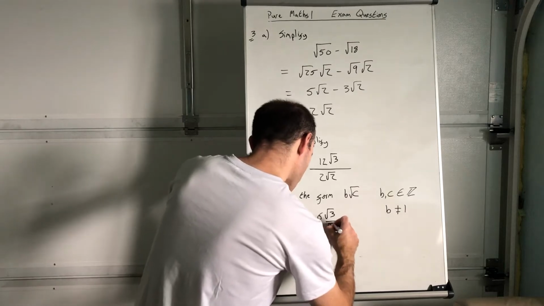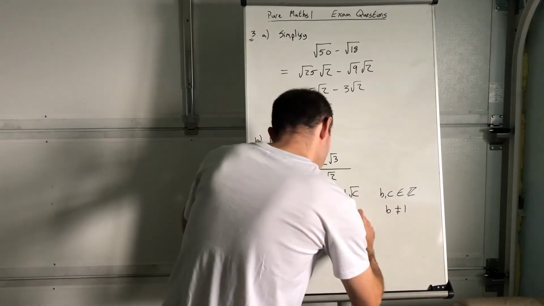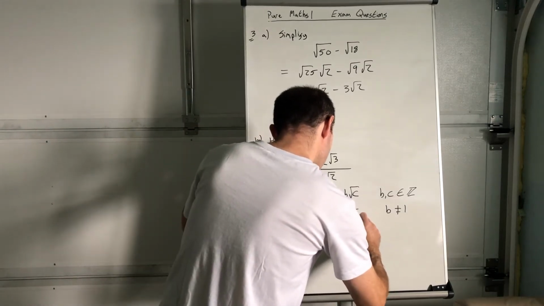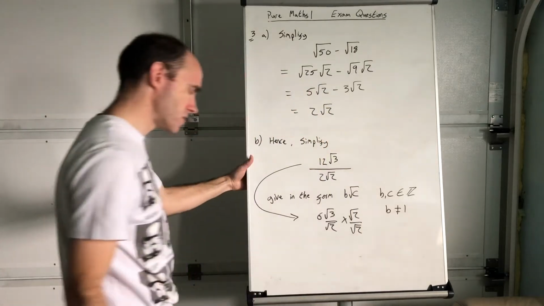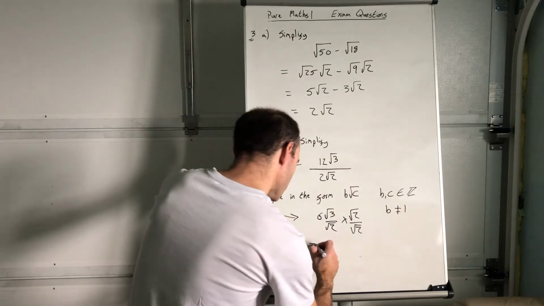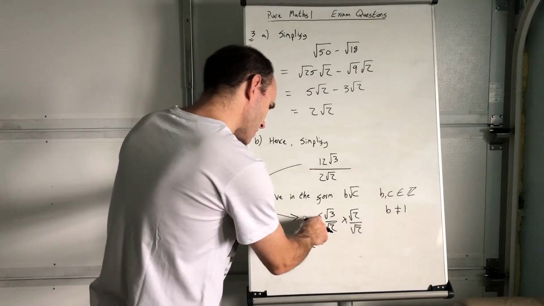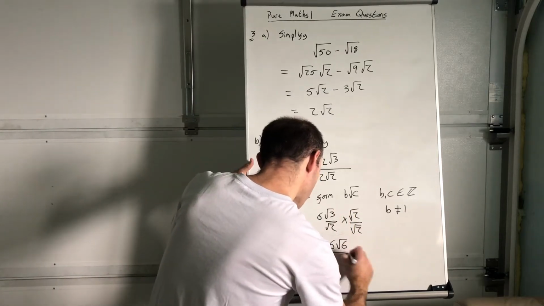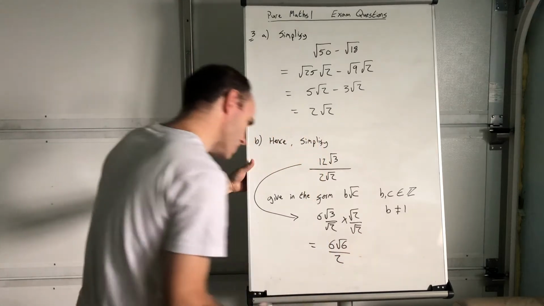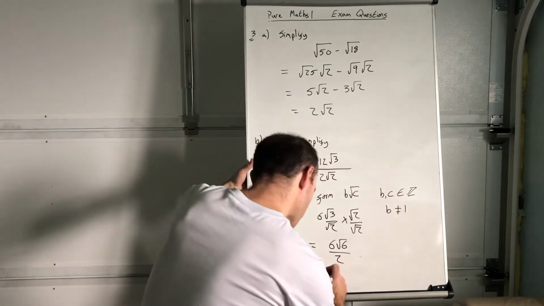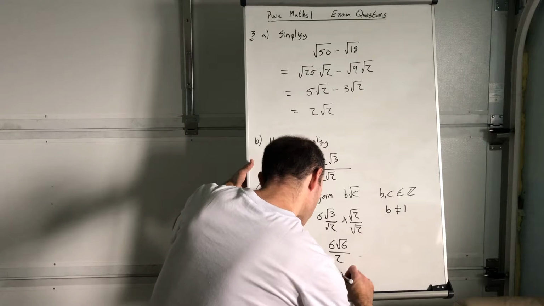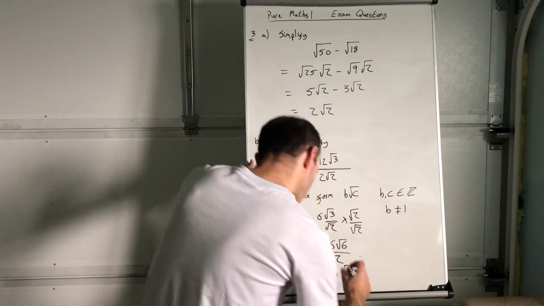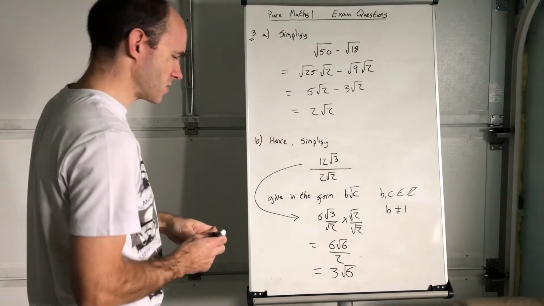Oops, almost forgot the square root. And then when you rationalise the denominator, you're going to have to multiply top and bottom by root 2 like that. So on the top, you'd have 6 root 6, and on the bottom, you're going to have 2. I'm not leaving myself much room here, but I'm just squeezing it in. You're going to have 3 root 6, 6 divided by 2 being 3. So 3 root 6 is your final answer.